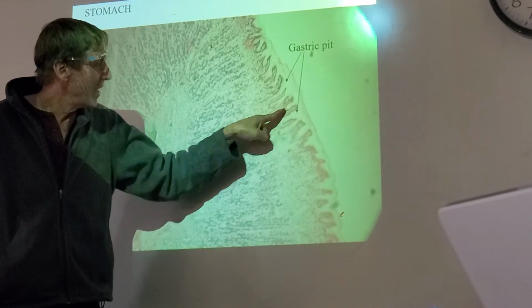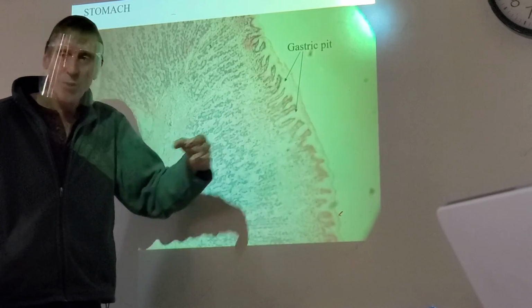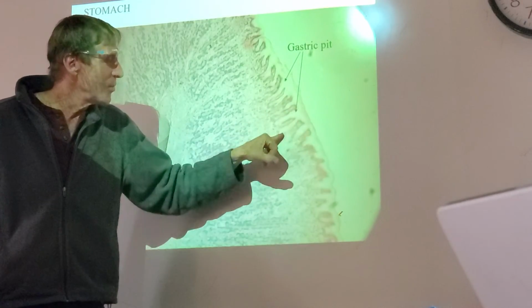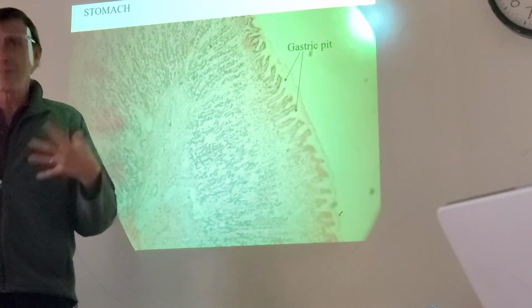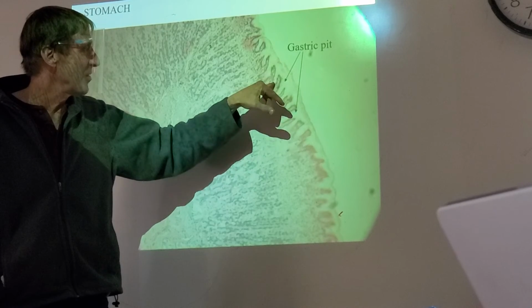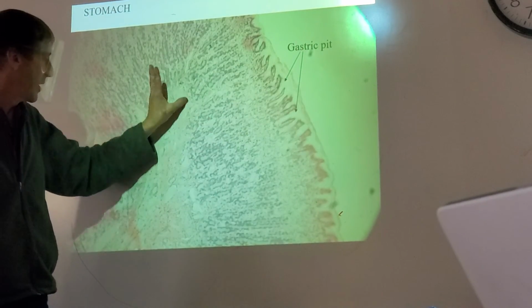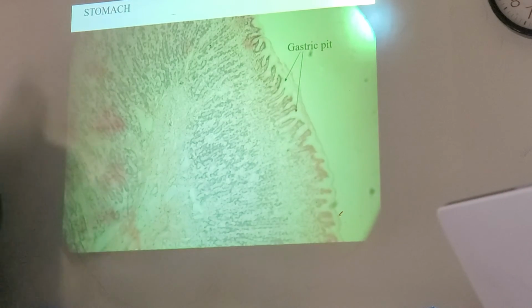See these little holes coming out here? These are the gastric glands that open out through what are called gastric pits. These are producing the gastric secretions, the hydrochloric acid, the mucus, the protein digesting enzymes. So these are gastric glands. This is where the food would be. You got mucosa and a little bit of submucosa. That's it. That's the stomach.